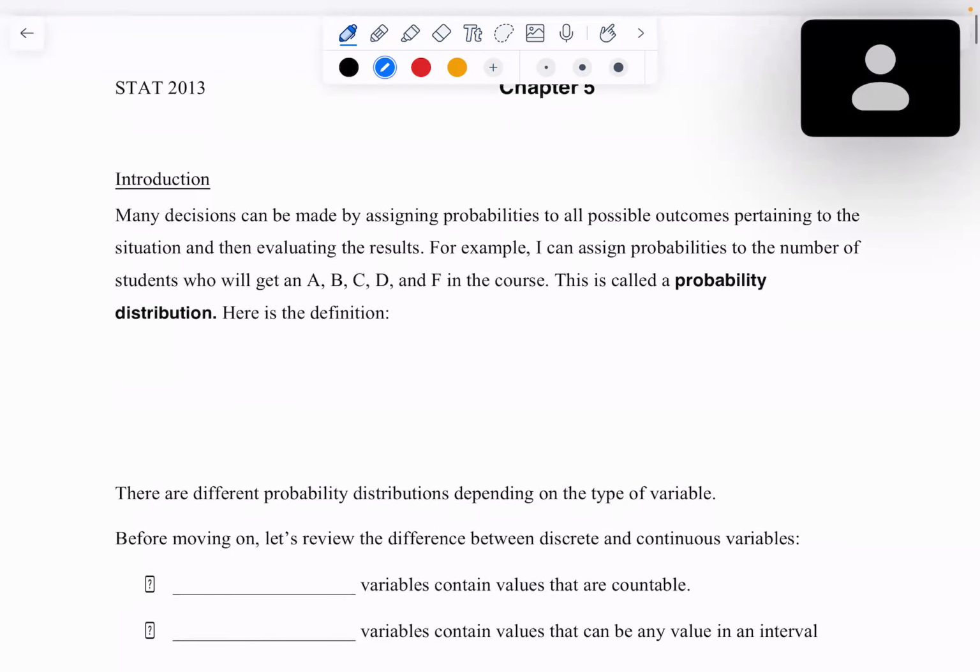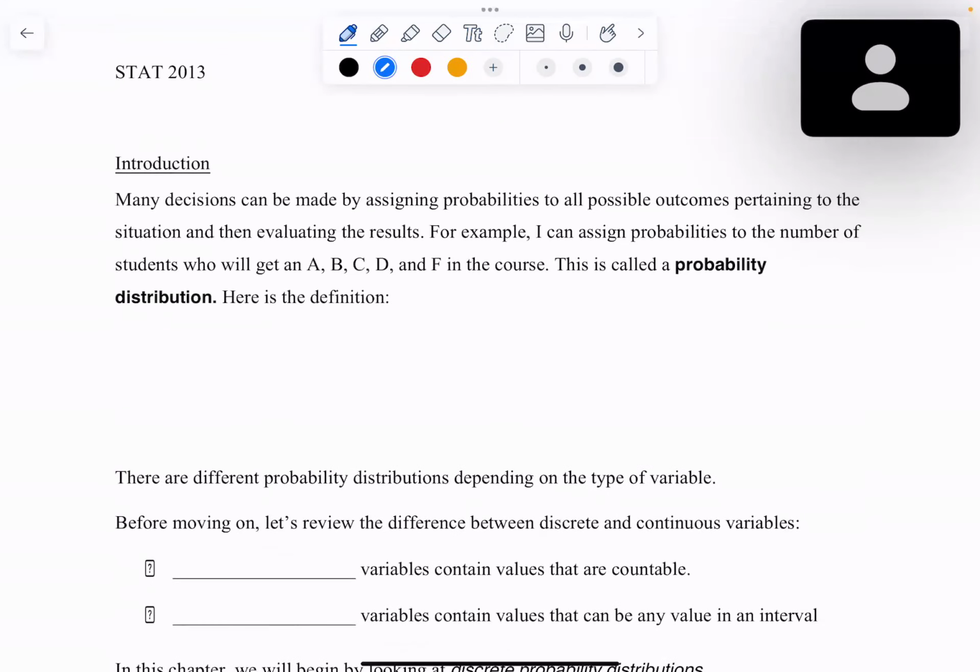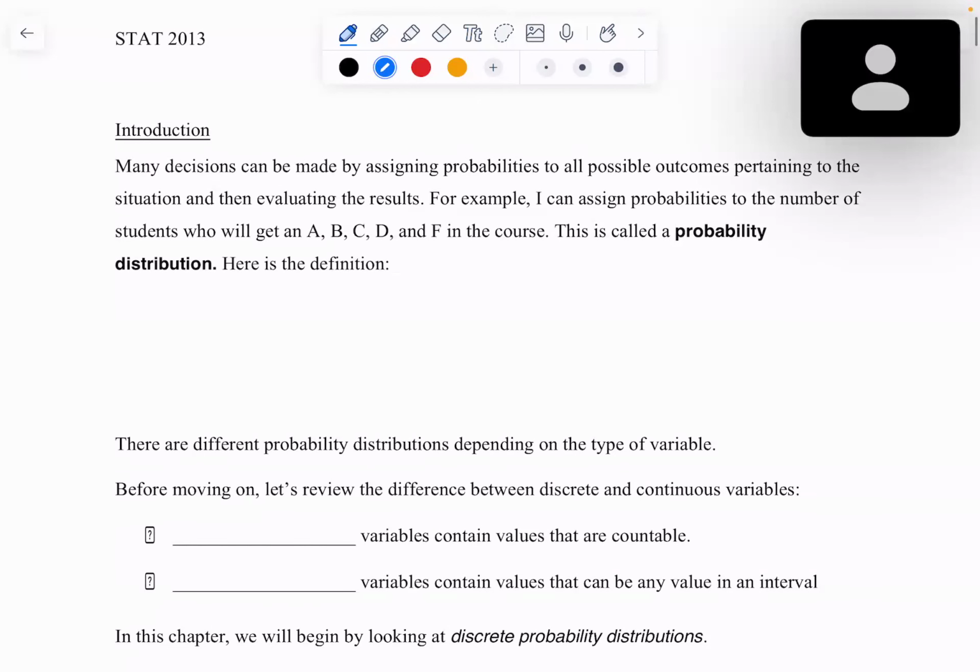So it says many decisions can be made by assigning probabilities to all possible outcomes pertaining to a situation and then evaluating the results. For example, I can assign probabilities to the number of students who will get an A, B, C, D, and F in the course. This is called a probability distribution, and the formal definition is this.